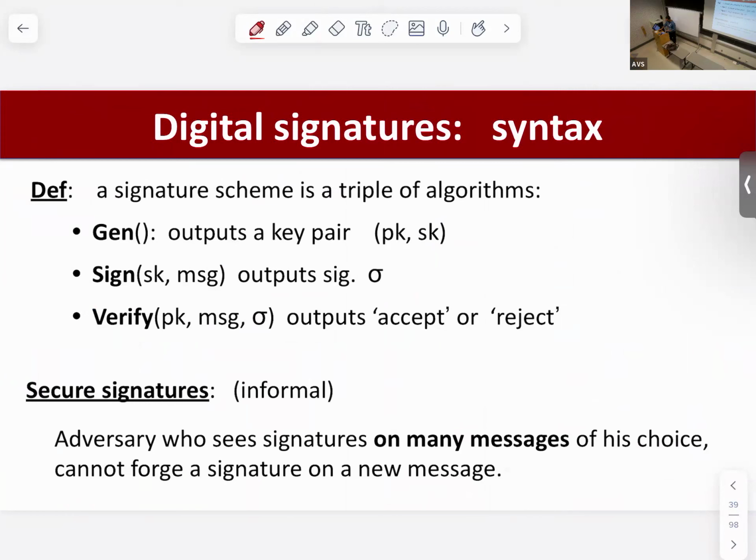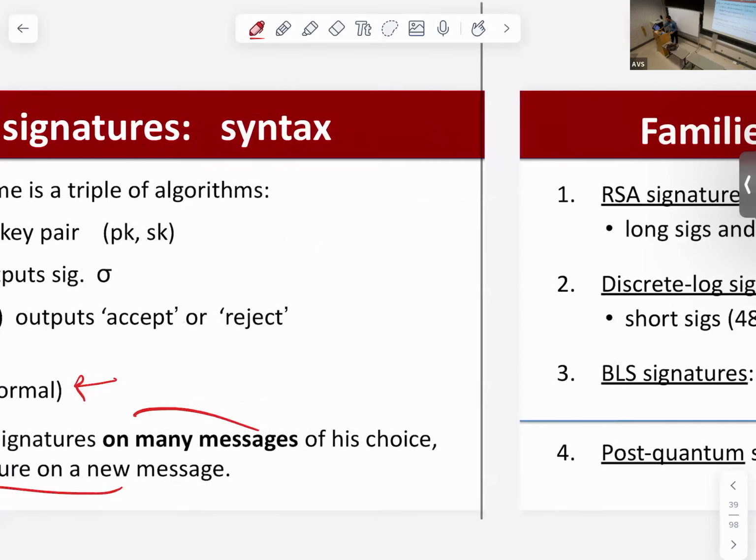And again, just a quick reminder, this is useful for the quiz as well. A digital signature scheme is a triple of algorithms: Gen, Sign, and Verify. Gen creates the key pair, the public and secret keys. Sign takes the secret key and the message and outputs something like delta, the signature. Verify takes the public key, the message, and the signature, and verifies whether this is indeed an acceptable signature. An informal description of a secure signature is that adversaries who see many messages still cannot forge a signature on a new message. If this is the case, we say that this is a secure digital signature.